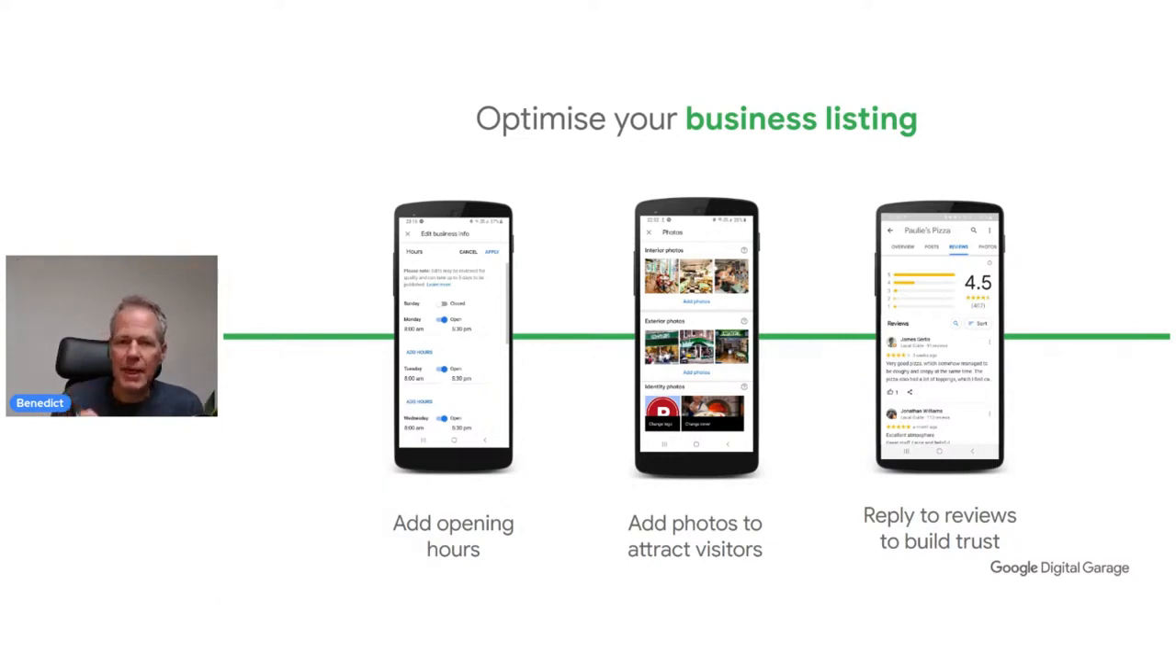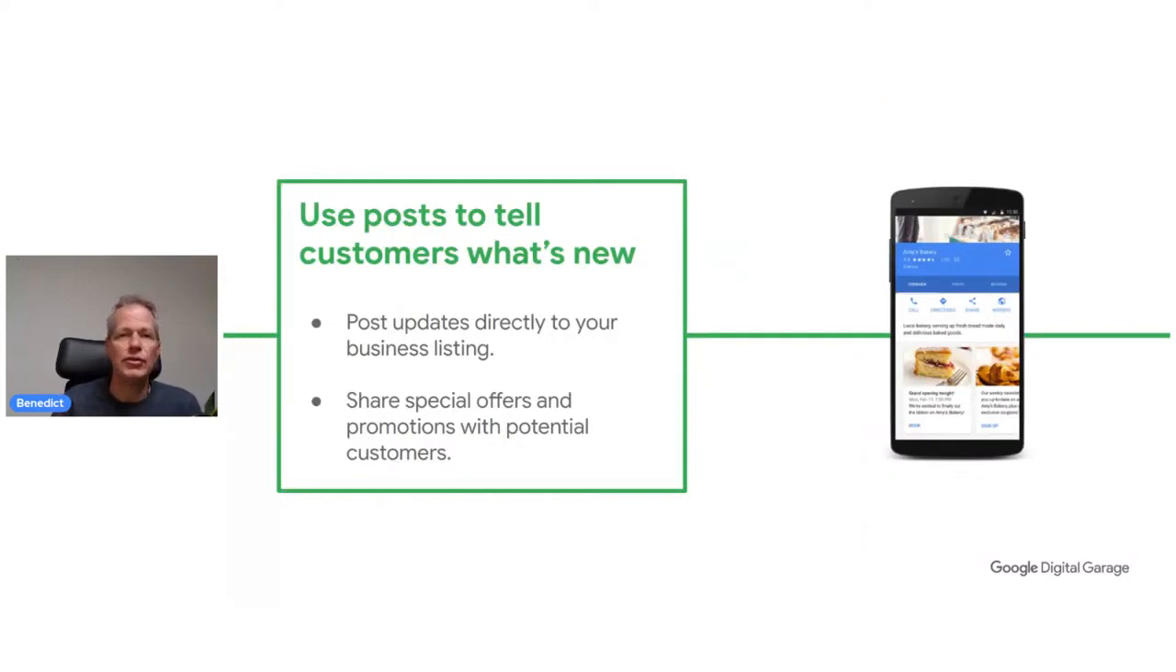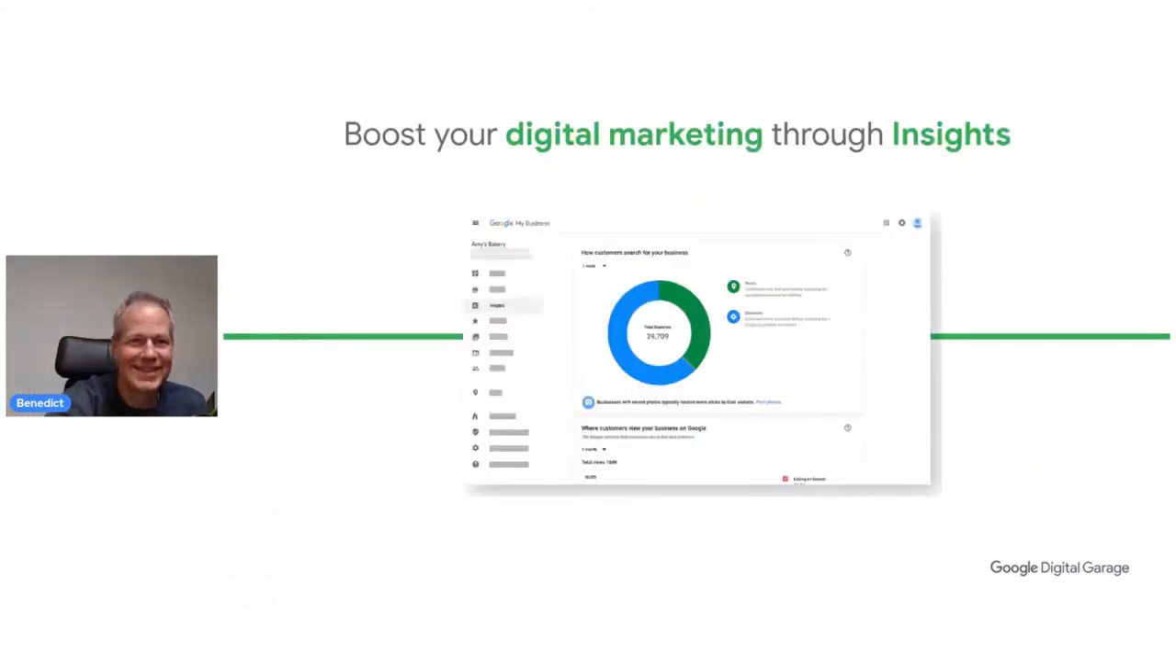And please make sure you respond to every Google review, positive and negative. Writing for social media is the other talk where we go into more depth about that. Then use posts to tell customers what is new, such as updates, and also share special offers and promotions with potential customers. All of these things you put on there so people can read about them. There you can see some delicious food, and the button there for advertising as well.